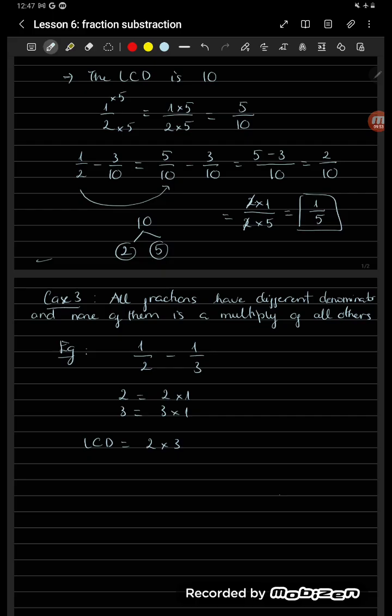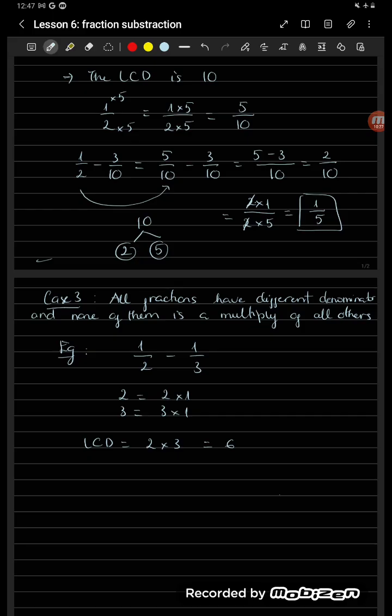And the highest power of prime number 2 is 1, because we only have one number 2. And then the highest power of prime number 3 is also 1, because we only have one number 3. Okay, for each denominator. So the answer is 6. So now the common denominator is 6.